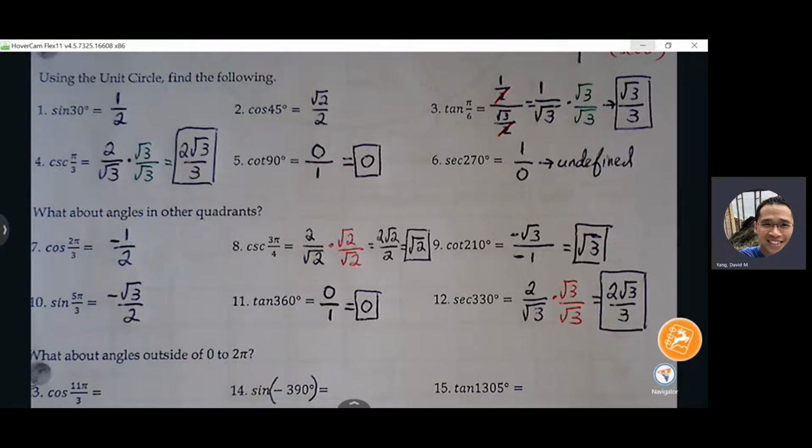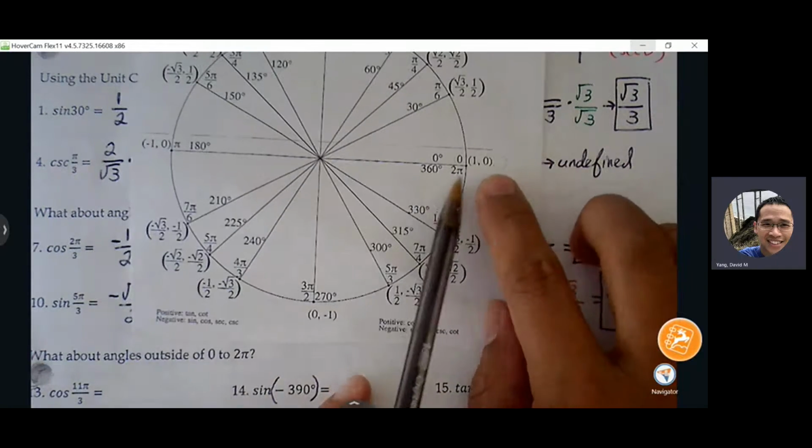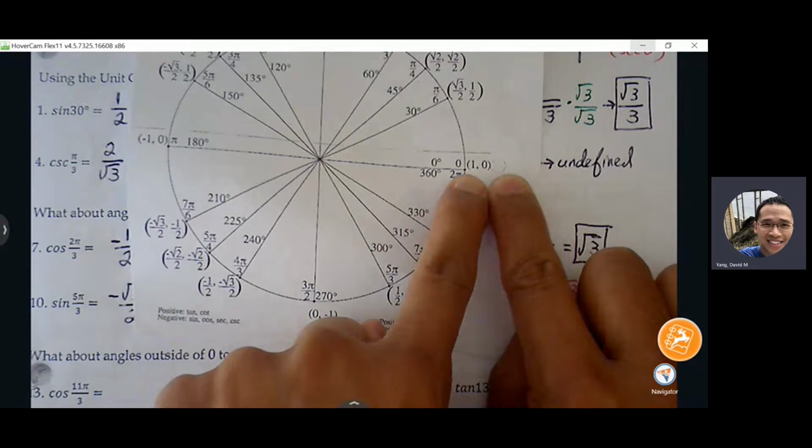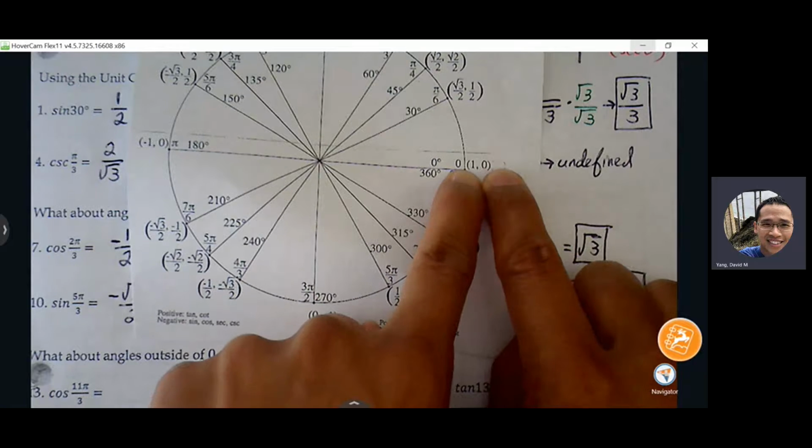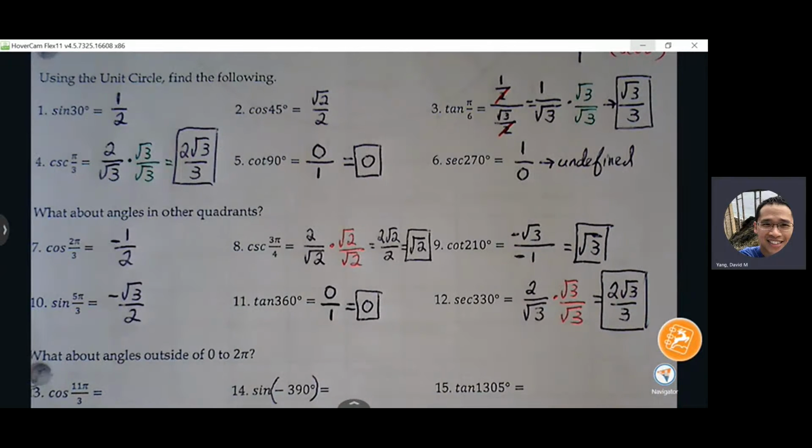Okay, any questions 7 through 12? Everybody okay? No questions? Here's an 11. So tangent of 360. We know that's the same thing as 0 degrees. And we know tangent is y over x. So y over x is just 0 divided by 1. And 0 over 1 is a real number, so we want to leave it as 0. Okay, are we good with that? So now hopefully we're comfortable with all 6 trig functions within the unit circle, whether it's degree or radian.